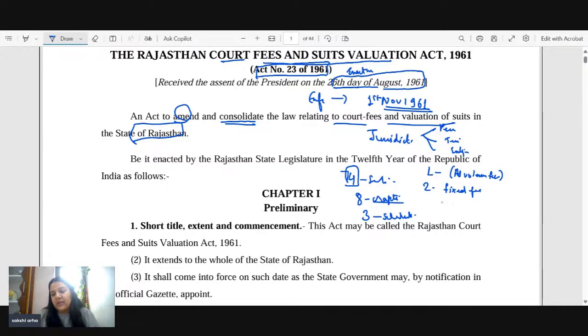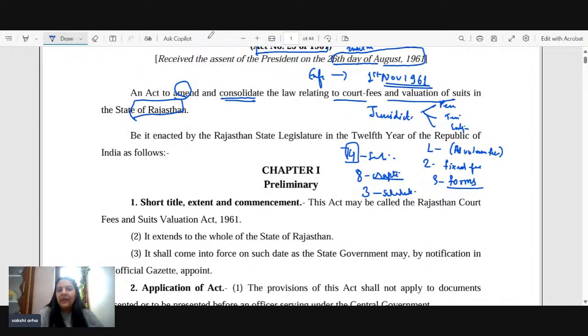Then comes schedule 3. Schedule 3 provides us forms. Okay, that ये जो fees होगा इनका form क्या होगा? So that is what there in schedule 3. All right, I hope everything is clear so far. If there is any doubt, you can write down in the chat box, or then we'll proceed with the chapter 1. Any doubt, guys? So far, everything is clear? Okay, all right. Then let's move on to the next thing.